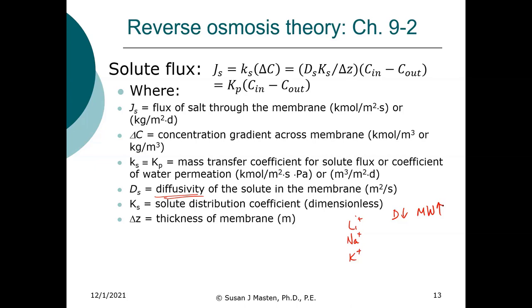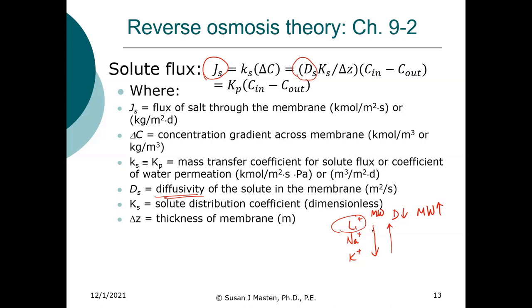So if we're looking at these three salts, molecular weight increases, which means the diffusivity is greatest for lithium. So what does that mean if we're looking at desalinating a water that has these three ions present? What does that mean in terms of the flux? So if the flux of the salt across the membrane is a function of the diffusivity, which of these three ions are you likely to see the greatest flux across the membrane? Lithium. Okay, exactly.